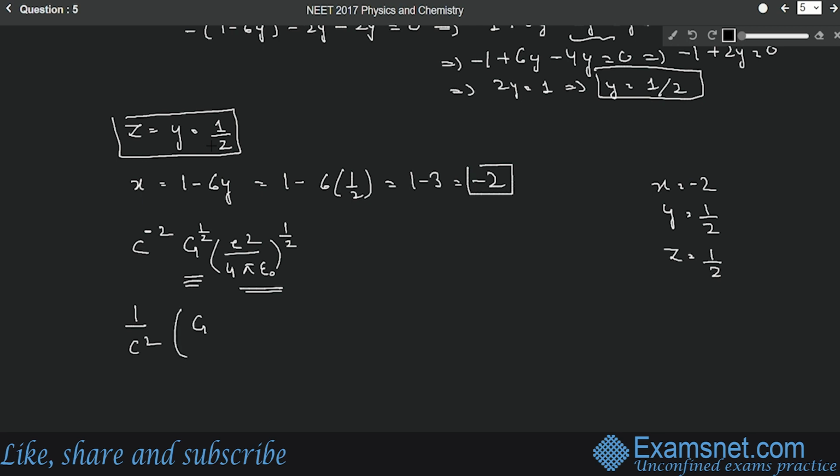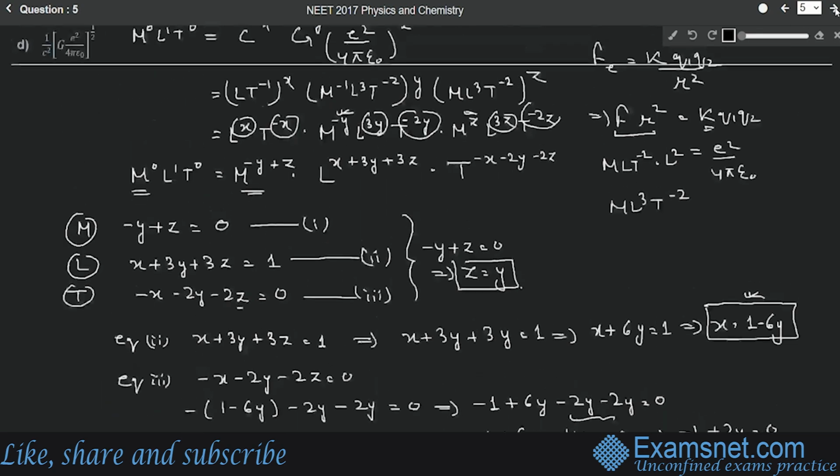And here we can write G and e square upon 4 pi epsilon naught together as G e square upon 4 pi epsilon naught to the power half. Okay, we have taken the power common. So the correct answer will be 1 upon c square into G into e square upon 4 pi epsilon naught to the power half. So let's see which option is the correct one.